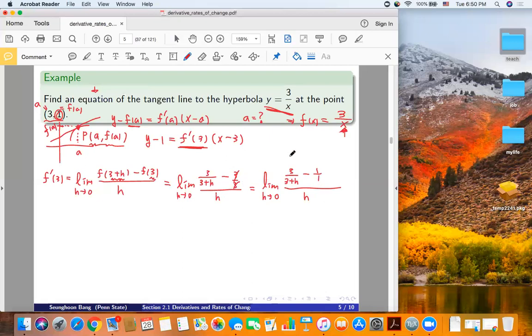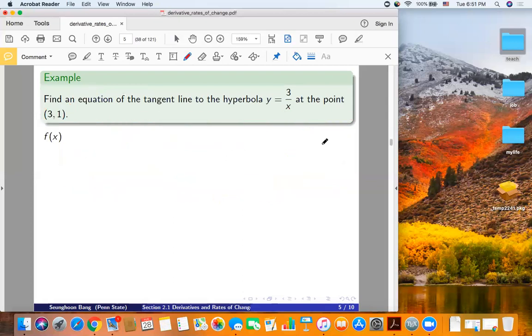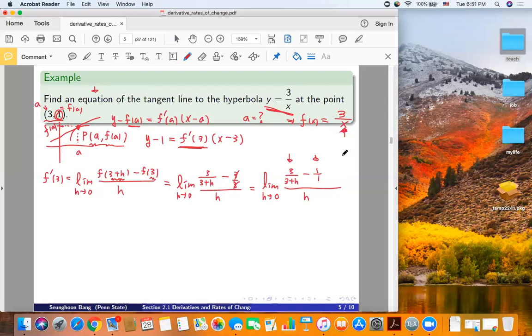So one more step. I'm going to make a common denominator of the two fractions. What is the common denominator of 3 over 3 plus h and 1 over 1? Do you know the common denominator in this problem? Yeah, 3 plus h. You're right. Thanks. So you can change the second one to 3 plus h over 3 plus h.